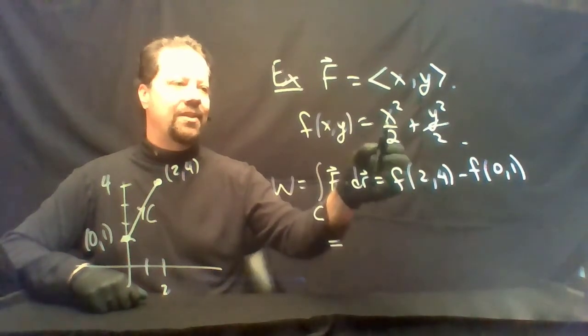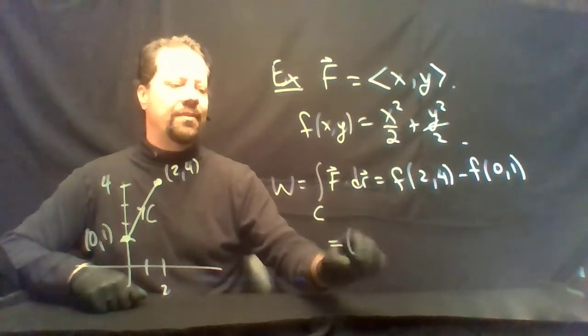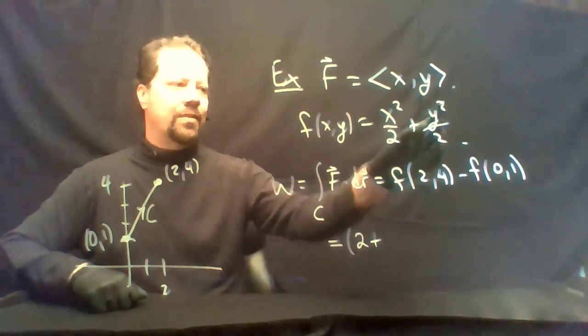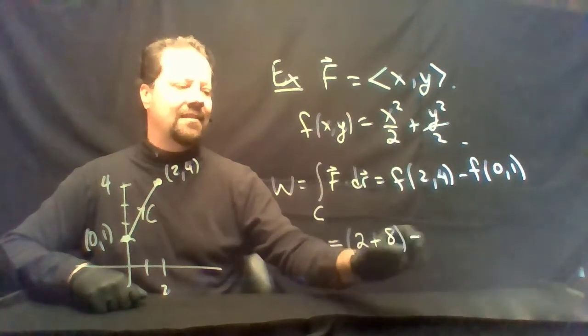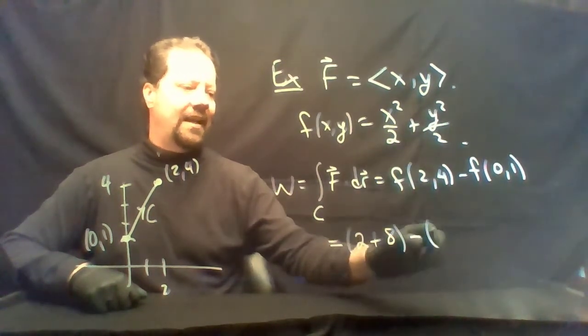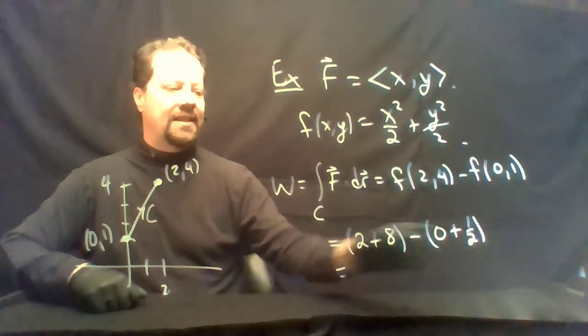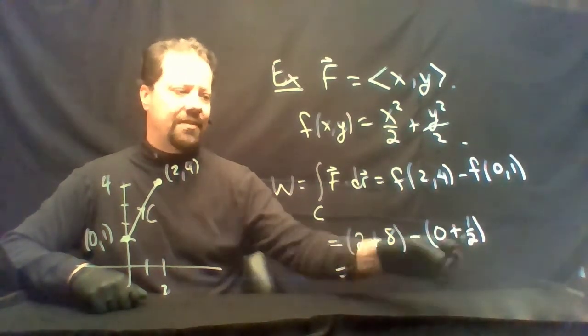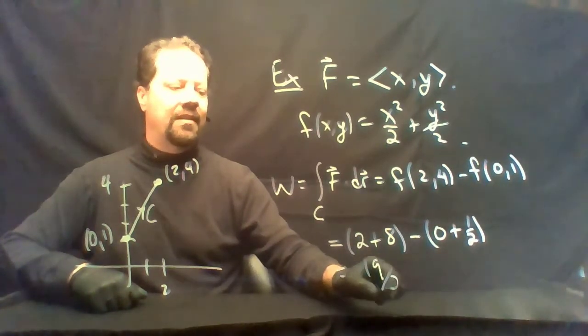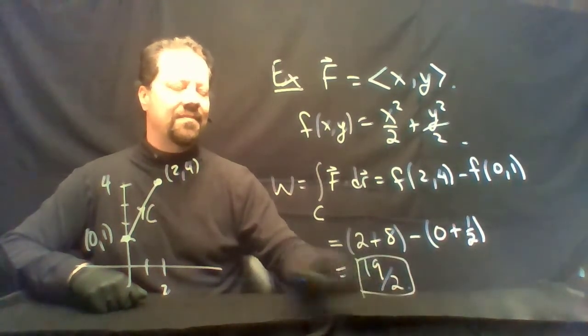Evaluating at 2, 2 squared is 4 divided by 2 is 2. 4 squared is 16 divided by 2 is 8. 0 plus a half. We get 10, which is 20 halves, minus 1 half is 19 halves.